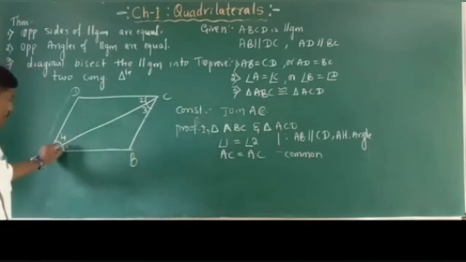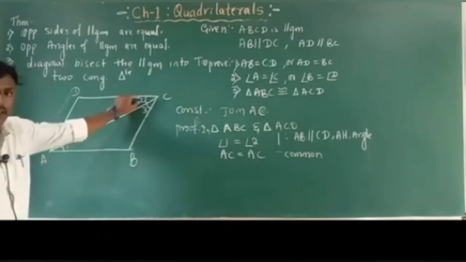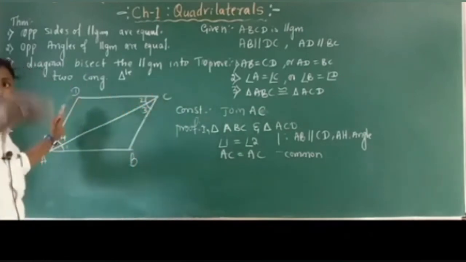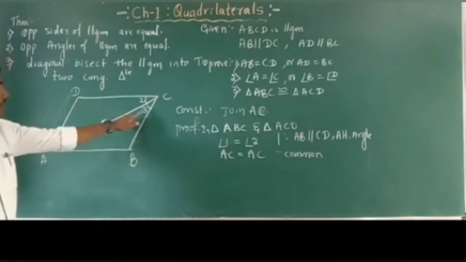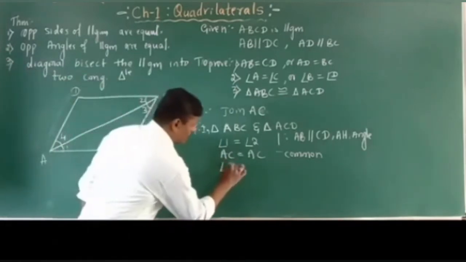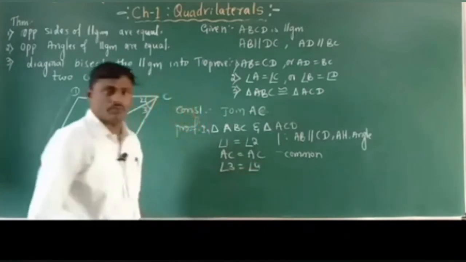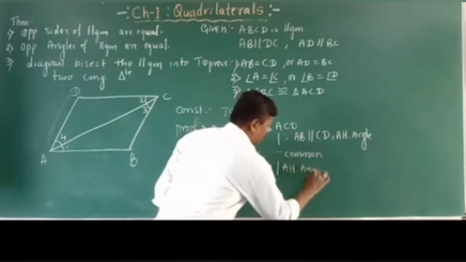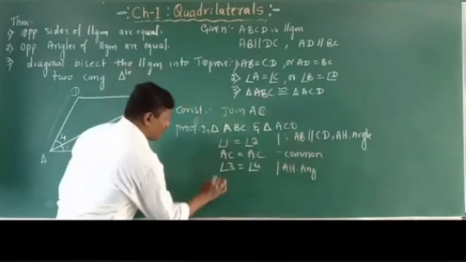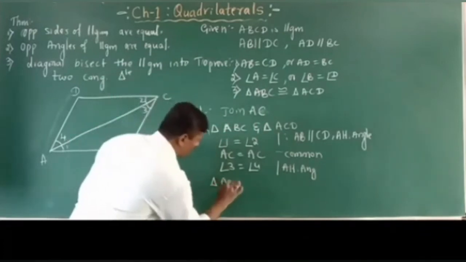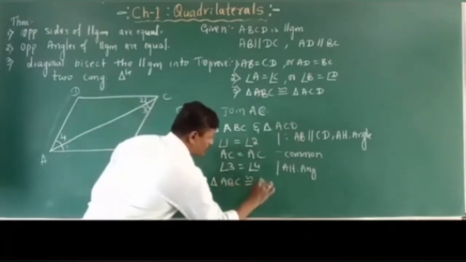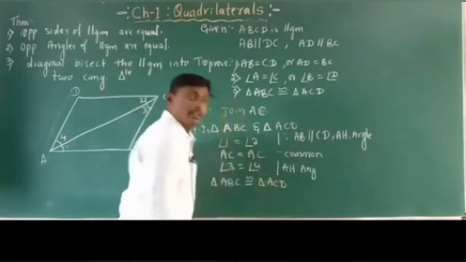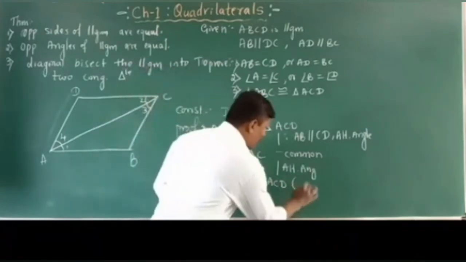Next, one more pair of alternate angles is there. In the first pair we already considered angle 1 and angle 2. Since AD is parallel to BC, we get one more pair of alternate angles, that is angle 3 and angle 4. Angle 3 is equal to angle 4. These two are alternate angles. Therefore, triangle ABC is congruent to triangle ACD by the congruence property.